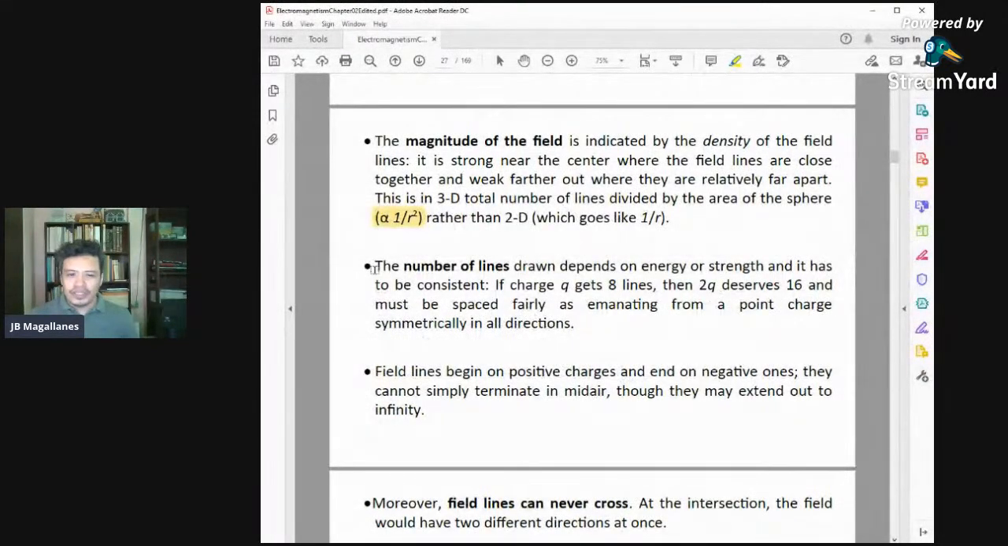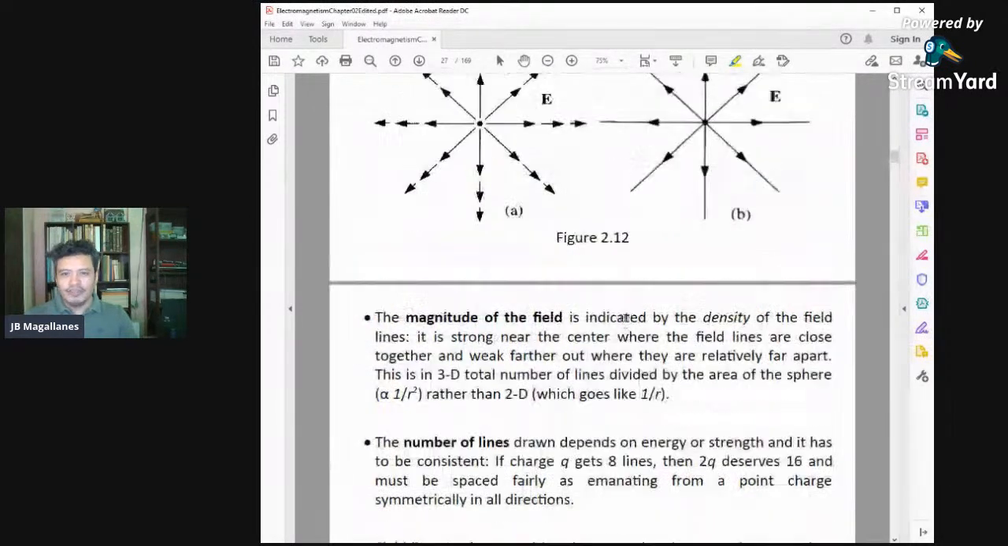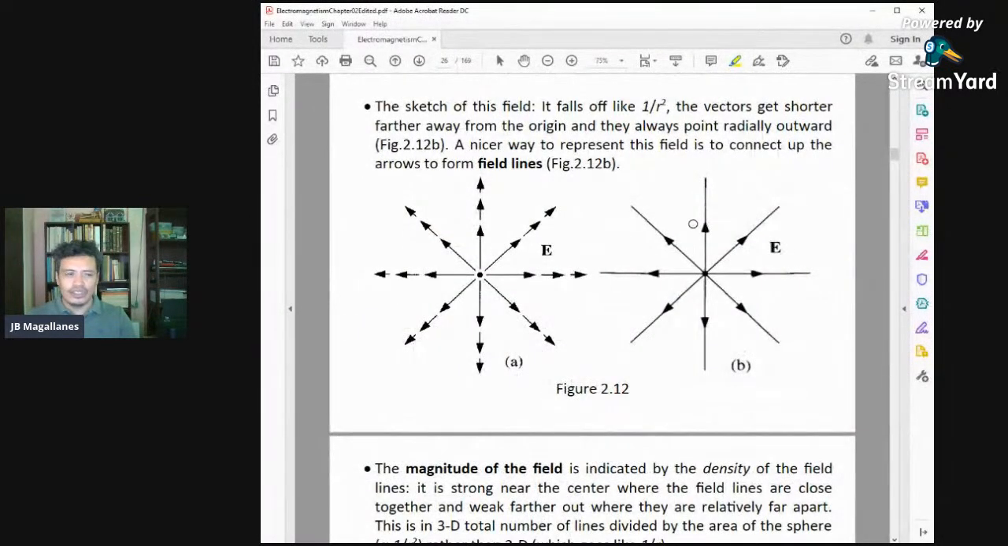There's an important thing here. If you have a charge Q, which gives out, for example, 8 lines, then if you have a larger charge, say 2Q, if you draw it, it should have 16 lines. If you draw the fields, you can draw it like this.